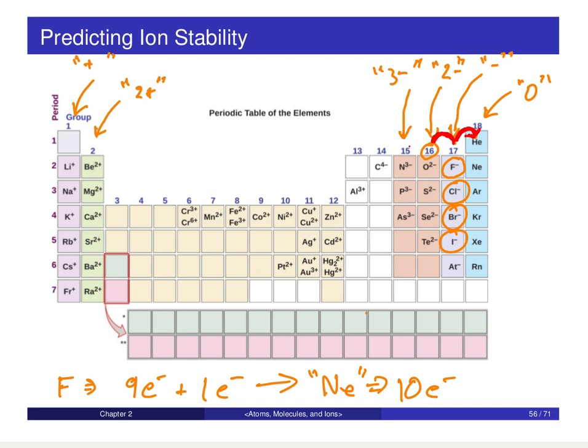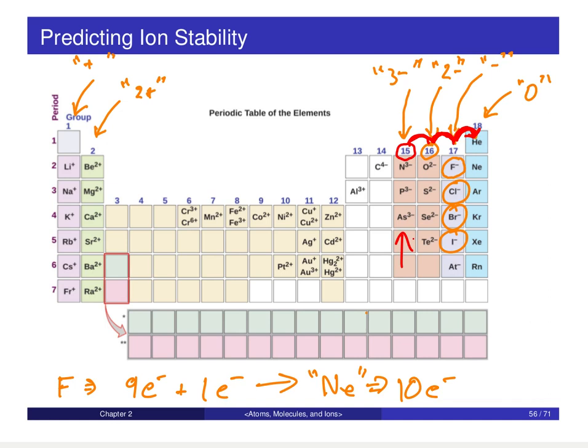If you're in group 15, then you have to gain 1 electron to look like group 16, 2 to look like 17, and ultimately 3 electrons to look like that noble gas. And of course, because everybody wants to look like a noble gas, group 15 elements most commonly assume a 3 minus charge. And the trend continues.